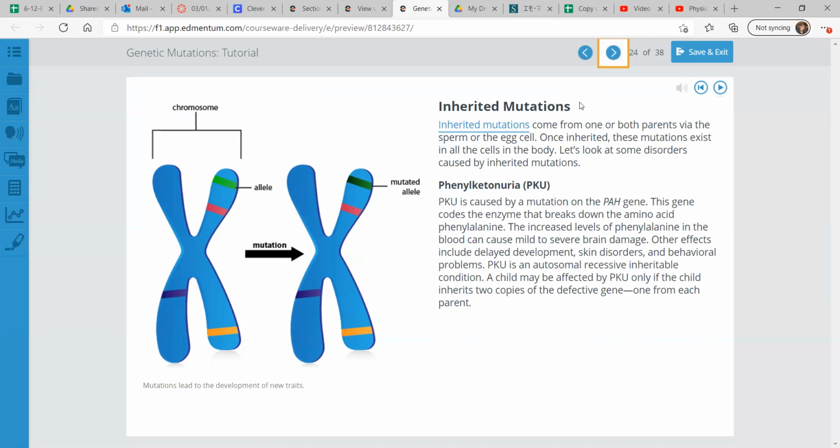PKU is an autosomal recessive inheritable condition. A child may be affected by PKU only if the child inherits 2 copies of the defective gene, one from each parent. You can see the chromosome and the mutation here.